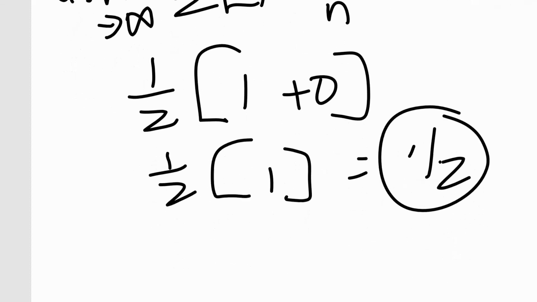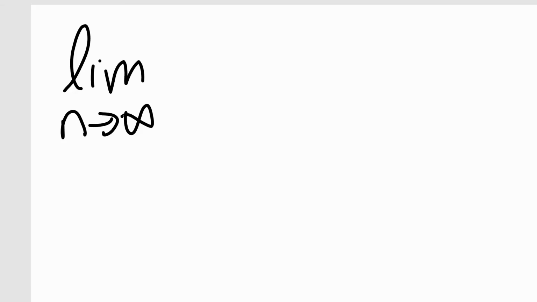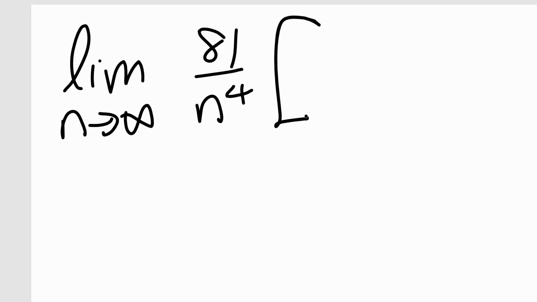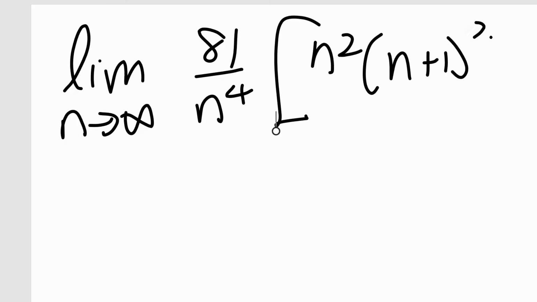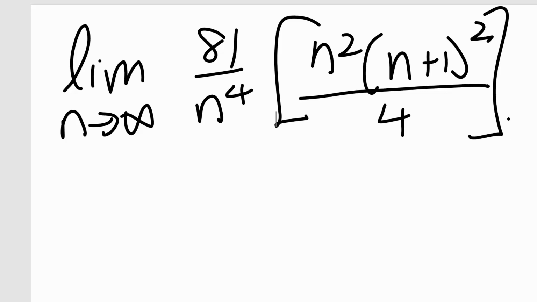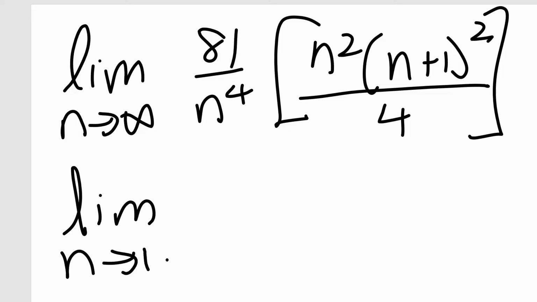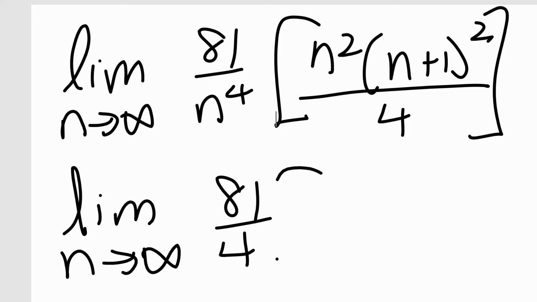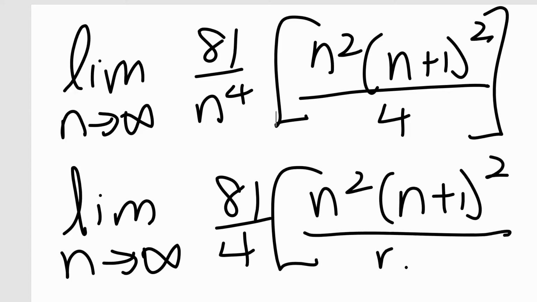All right, so let's do one more. Let me get down to a fresh sheet of paper. All right, let's do the limit as n goes to infinity of 81 over n to the 4th times n squared times n plus 1 squared all over 4. All right, so we're going to do what we did before. Bring your numbers in front. So I'm going to get the limit as n goes to infinity of 81 over 4 times n squared times n plus 1 squared all over n to the 4th.